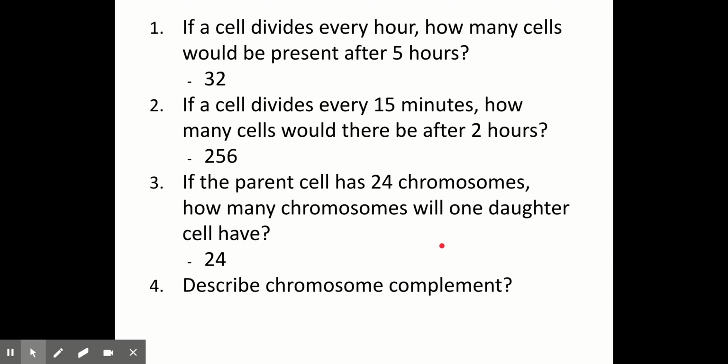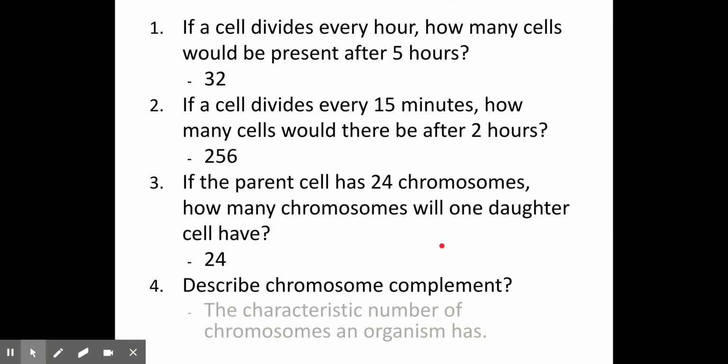Finally, it asks you to describe chromosome complement, what it means. Well, it's the characteristic number of chromosomes an organism has. So in humans, we have 46, whereas other organisms will have different numbers of chromosomes inside their nucleus normally.